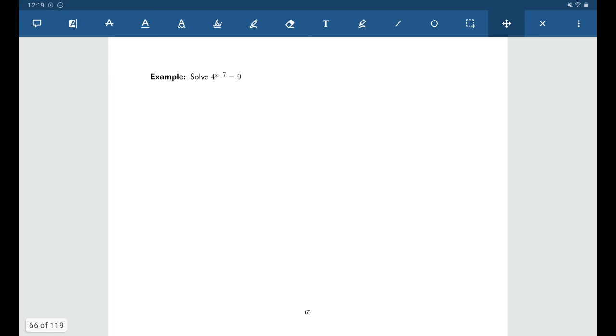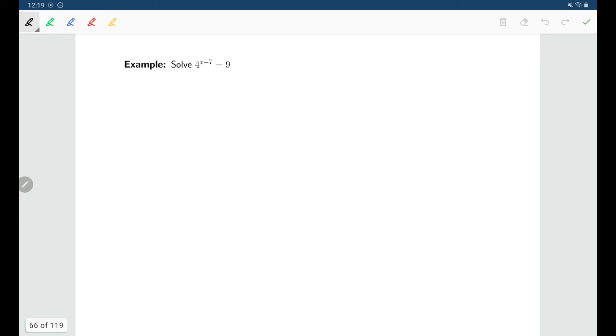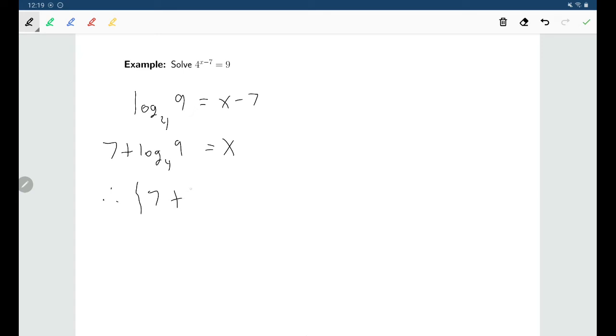So this one, I'm going to solve a couple of ways. I'm going to do it once, rewriting it as a log, in this case log base 4. So I have 4 to the power of x minus 7 is equal to 9. So you could rewrite it as a log base 4, switching the inputs and the outputs. And then there we go. We've come up with our solution, which is the single value 7 plus log base 4 of 9. And that's one way that you could solve the problem.